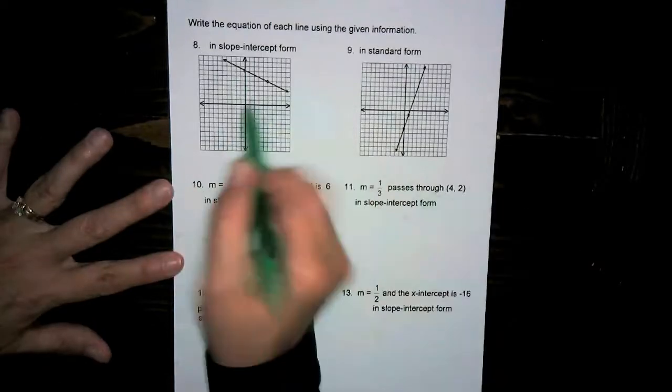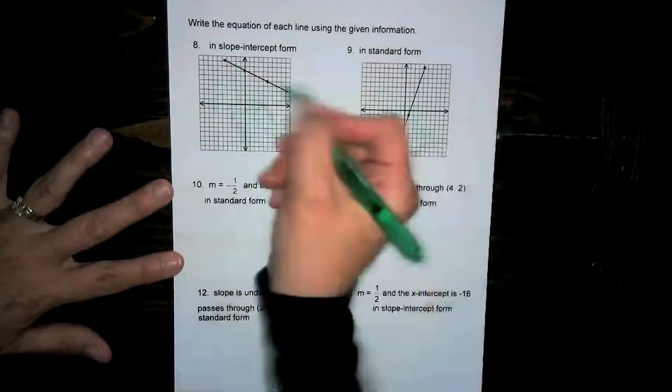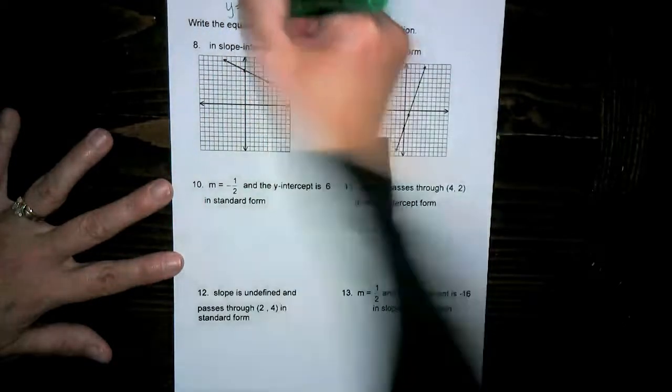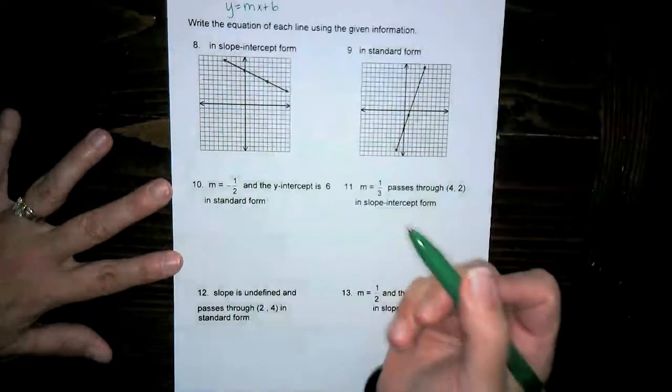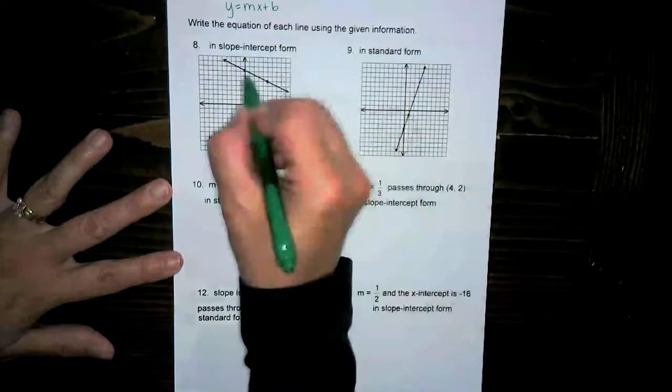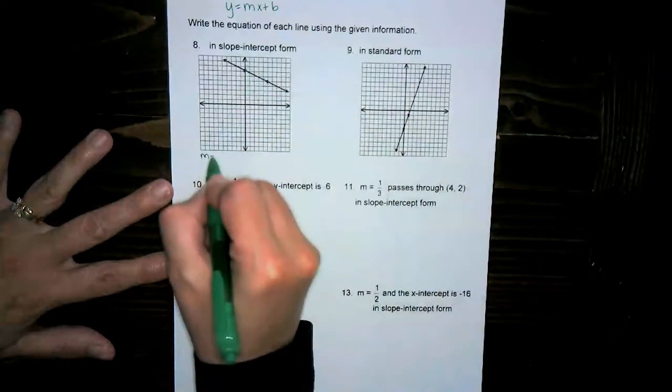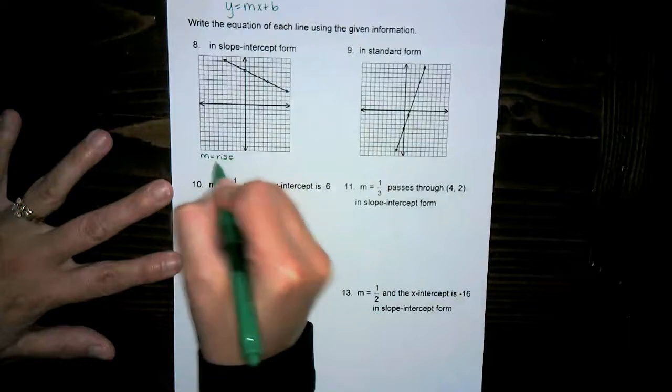Okay, so in this one, we're going to be doing slope-intercept form. Remember, that's y equals mx plus b. So I need the slope. So the first thing I'm going to do is start at one of these points, and I'm going to do my rise and run.